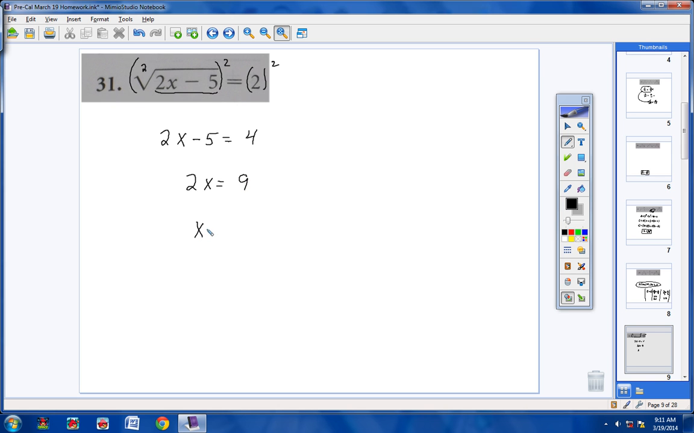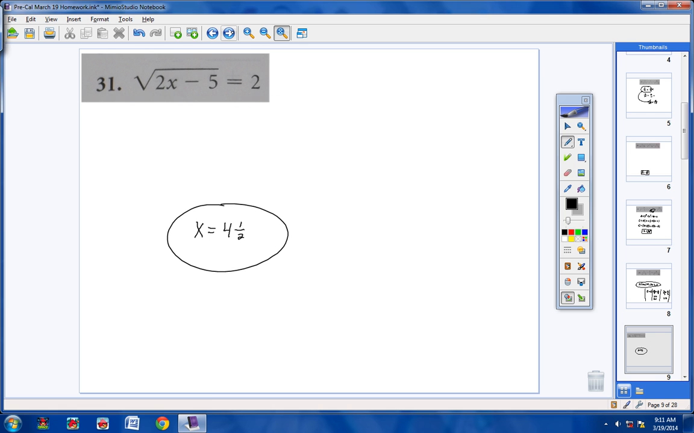And now divide both sides by 2. And 9 divided by 2 is 4.5. Or if you want to put 4.5, that's fine. Okay. Now don't forget, on these equations you do need to check for extraneous solutions. You check it in the original equation like this. If you were to put 4.5 right here, 2 times 4.5 minus 5, take the square root, you will get 2, and so this answer does work.